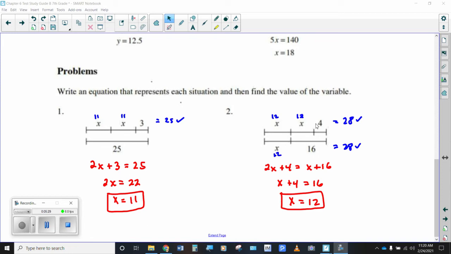Here you've got 2x plus 4 is equal to x plus 16. So let's take away an x from each side, right? Get rid of this one here and this one there, leaving you with x plus 4 is equal to 16. And then take away the 4 from each side. This is going to give you the 12, so x is equal to 12. And we can prove it. If x is equal to 12, then 12 plus 4 is 28, and 12 plus 16 is also 28.